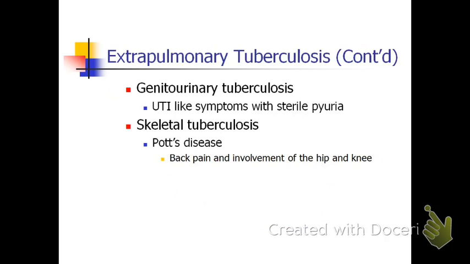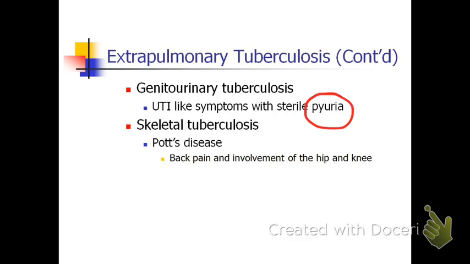So, genitourinary tuberculosis would exhibit UTI-like symptoms, characterized by pyuria. The term pyuria means the presence of pus in the urine.